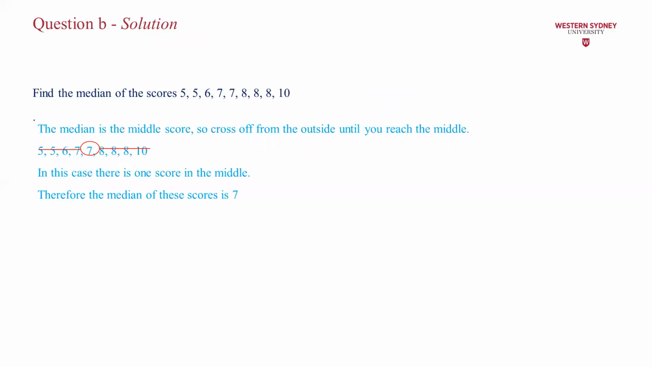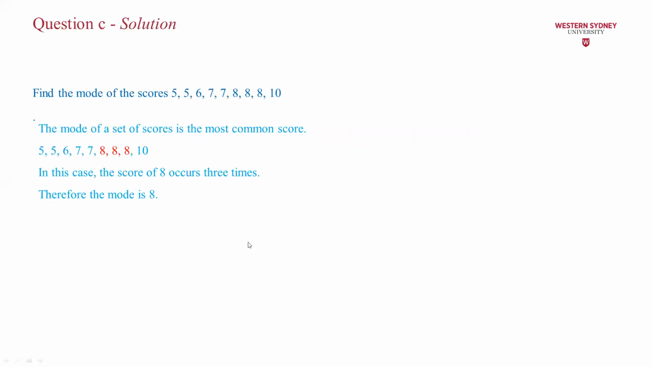Question B solution. I want to find the median of these scores. Now these scores conveniently are already written in ascending order, from smallest to largest. So now we just cross off from either end to find the median. Because there are an odd number of scores, the median will be the middle score, one of those exact scores. In this case, the median is 7.